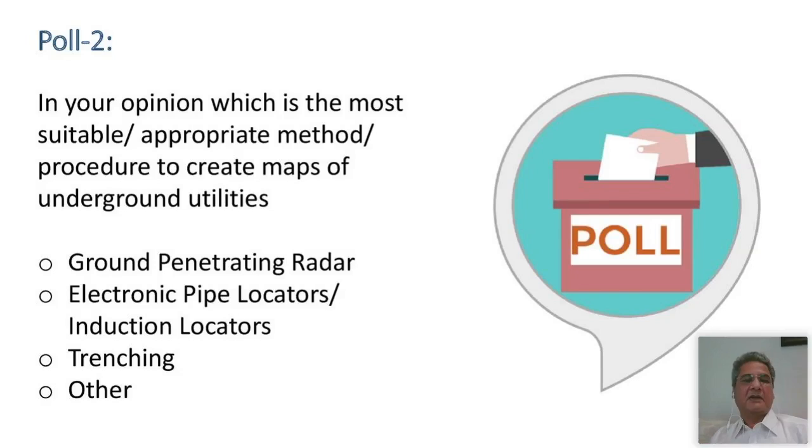All right. Now, the poll is there in your poll box. It is saying, in your opinion, which is the most suitable, appropriate method or procedure to create maps of underground utilities? First is GPR, second is EPL, third is trenching, and fourth is other. Just quickly write whichever answer you think is right. GPR, of course, stands for ground penetrating radar. EPL is electronic pipe locator, also called induction locator. Trenching is obviously opening the ground and seeing what is there. And other is if you think that these three are not completely adequate, but there has to be something else, then go for other.